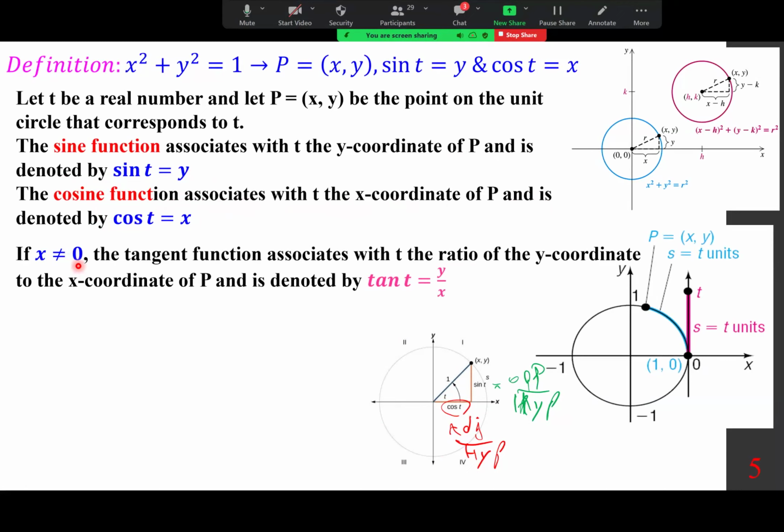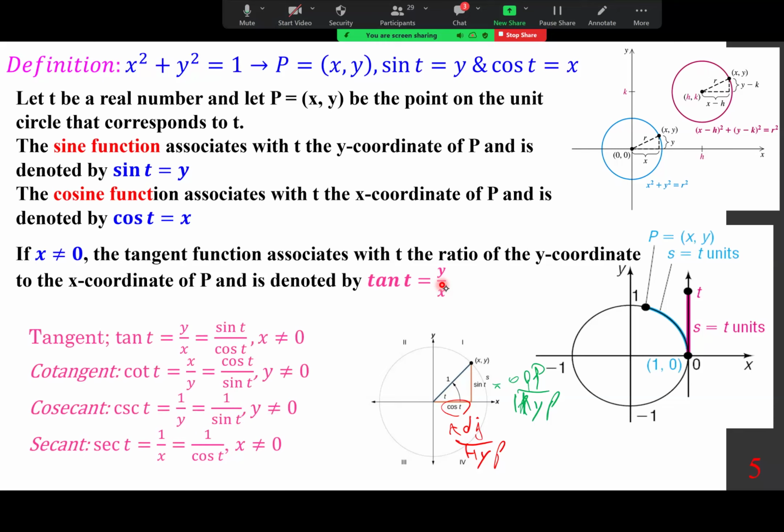If x is not equal to 0, the tangent function associates with t the ratio of the y coordinate to the x coordinate of P and is denoted by tan t equals y over x. Of course, as always, the denominator can't be 0. So those are by definition. So tangent is y over x, in other words, sine over cosine.